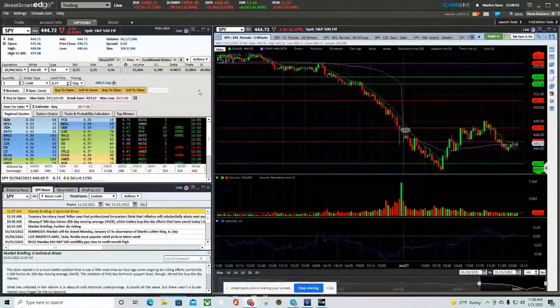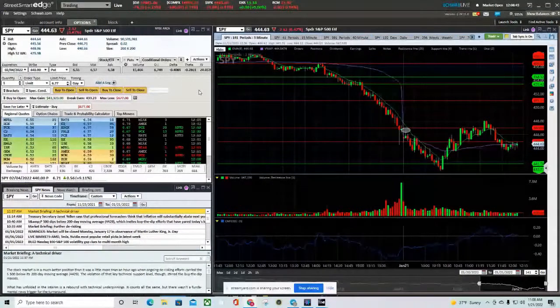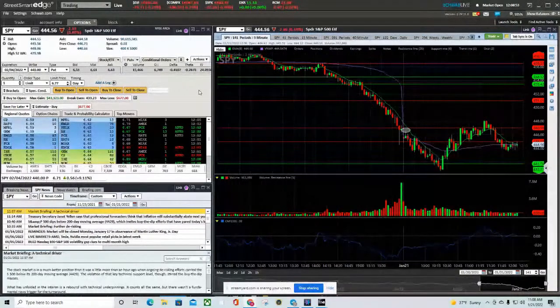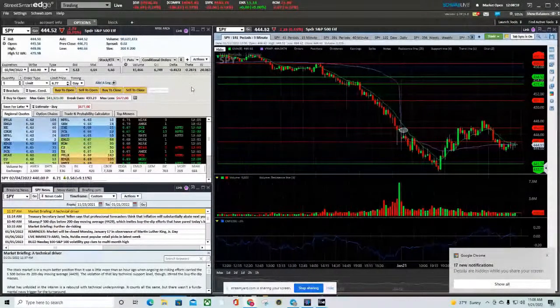Because there are other factors that affect the premium on your options contracts, like the implied volatility and all that other stuff. But the main thing is you want to choose a delta somewhere around 0.30 and up, which is a pretty good delta. Now, this is for a day trade.